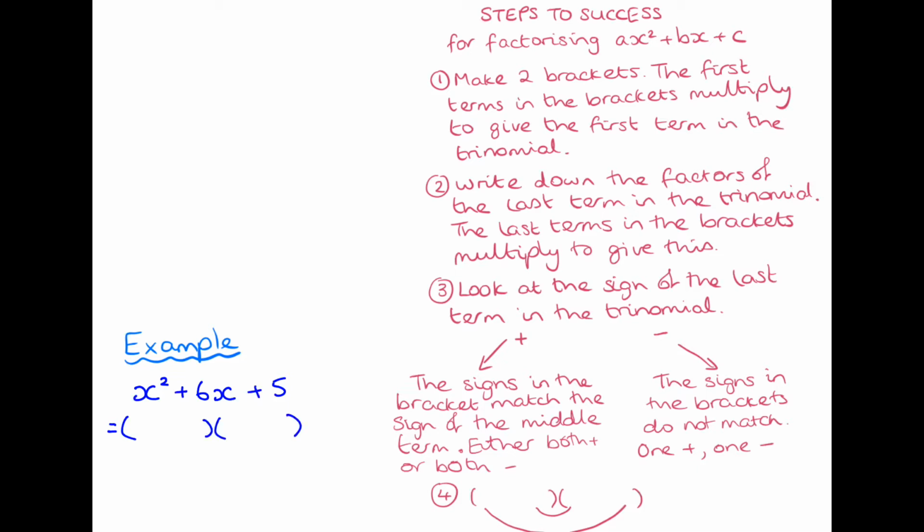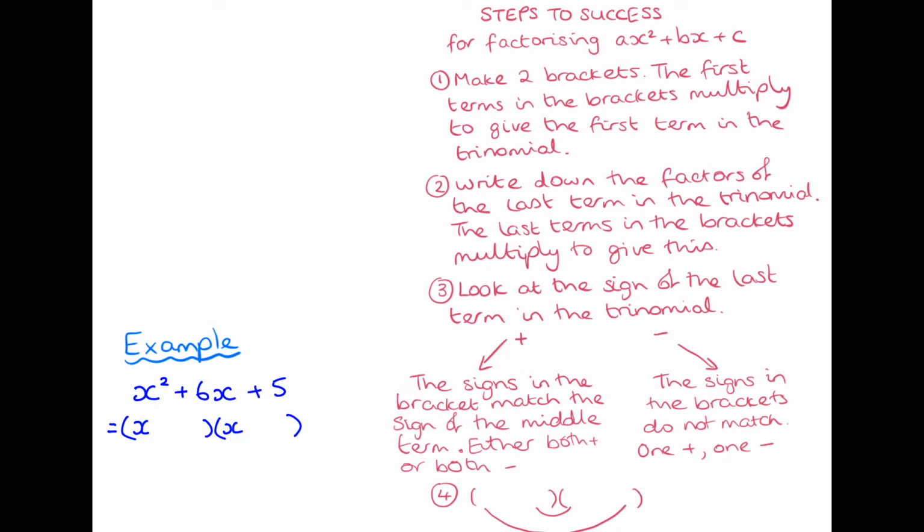Right. The first terms in the brackets multiply to give the first term in the trinomial. Okay, so our first term in the trinomial is x squared. The first terms in the brackets multiply to give x squared. So that must mean that in the brackets, the first terms are x and x, so that when we multiply out, we'll get x squared. Okay, so if I just show you that that times that gives you the x squared.